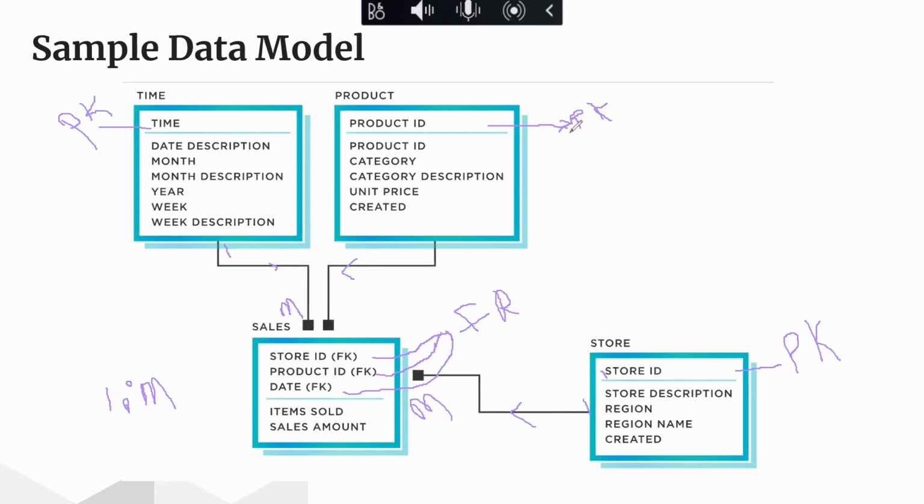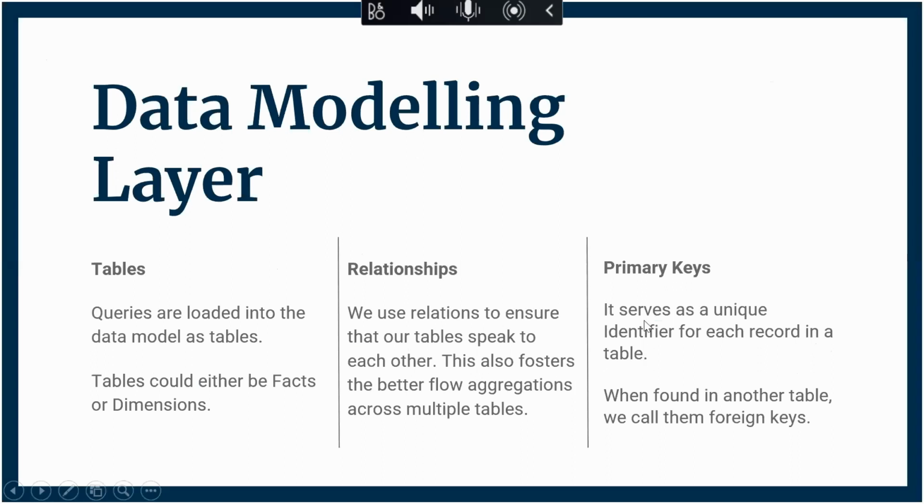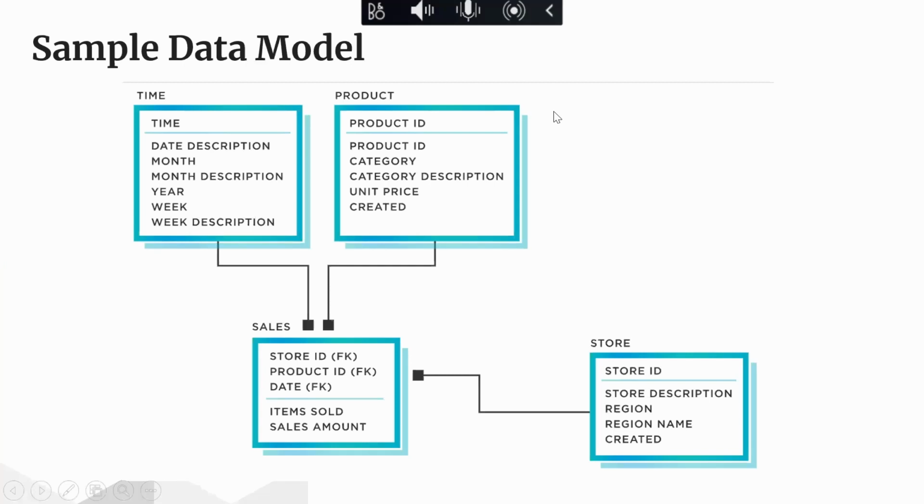So I'm not sure if that is clear. I would like to ask if it's clear. If you have a question on this, you can actually ask a question now. So I mentioned that earlier, right? When found in another table, we can call them foreign keys. You get that? Okay, someone dropped a chat. Okay, someone said this is clear.